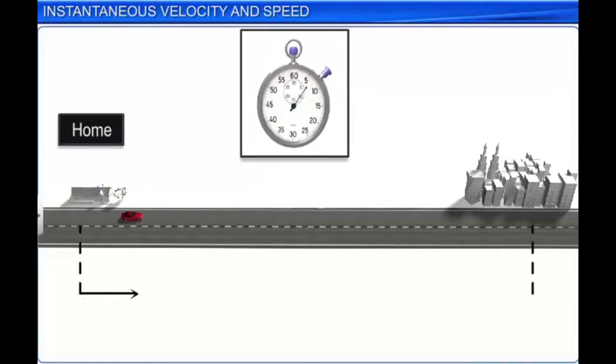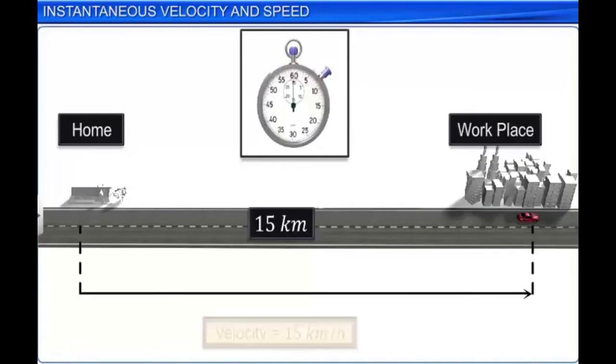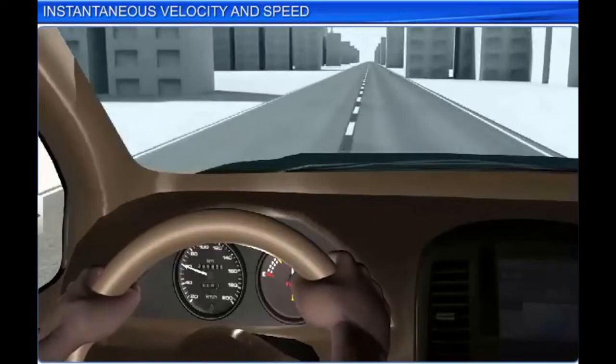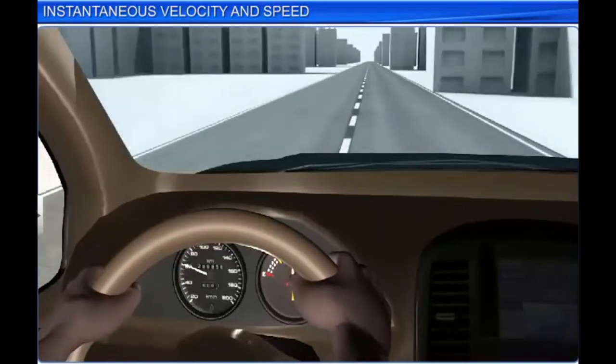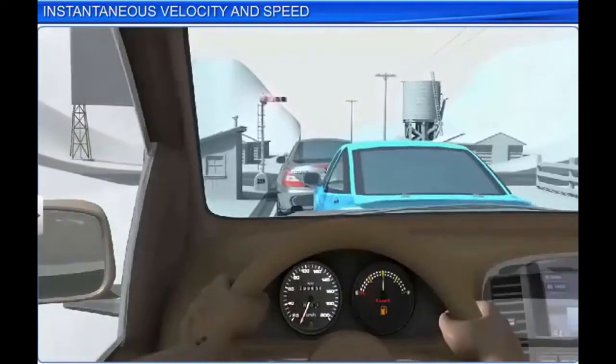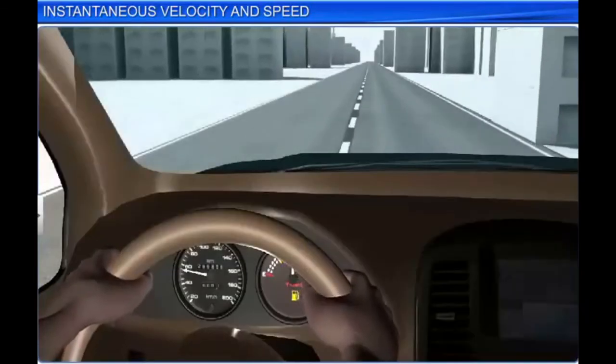...by a car from his residence to his office, which is 15 kilometers away on a straight road, in 1 hour. We can say that the average velocity of the car is 15 kilometers per hour. Does the speedometer of the car show a reading of 15 kilometers per hour throughout the journey? No. The speedometer reading was fluctuating continuously between 0 kilometers per hour at signals, 5 kilometers per hour at traffic jams, and 60 kilometers per hour on the freeway.